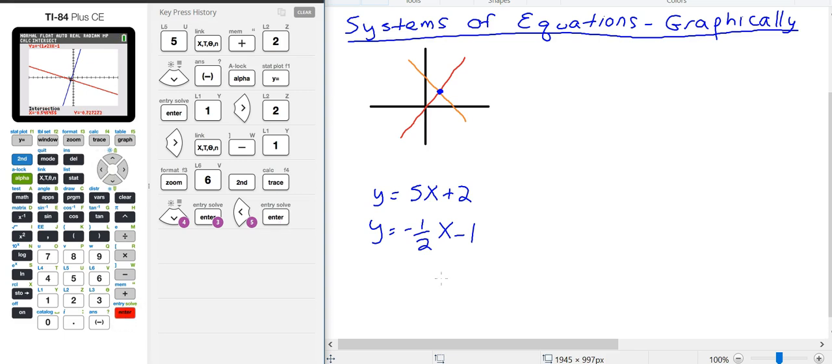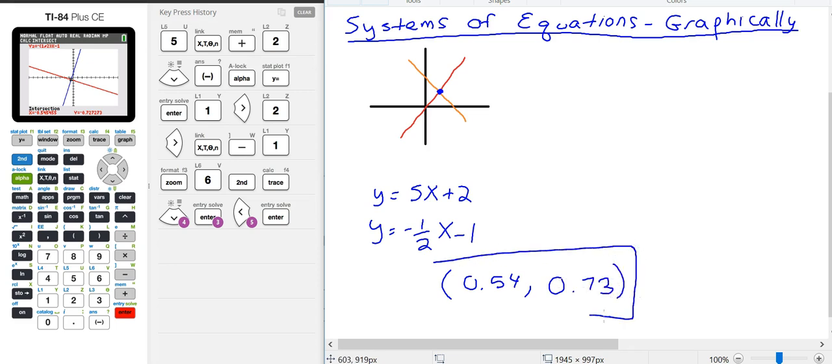And the calculator calculates for us what the solution to the system of equations is, and it tells us that the point is, let's round it off, 0.54, 0.73. This would be the solution to the system of equations. That's how you do it on your calculator.